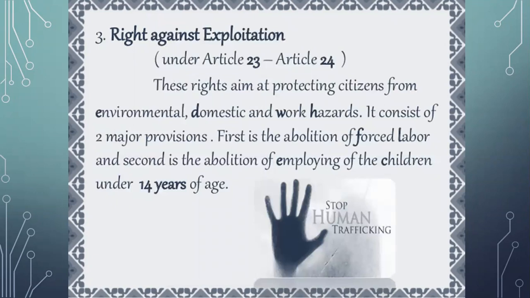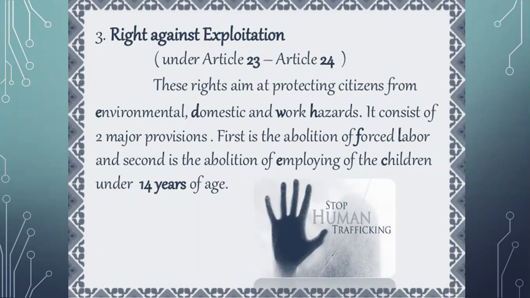Now next, right against exploitation under Article 23 and Article 24. This right aims at protecting citizens from environmental, domestic and work hazards. It consists of two major provisions. First is the abolition of forced labor, and second is the abolition of employing children under 14 years of age.